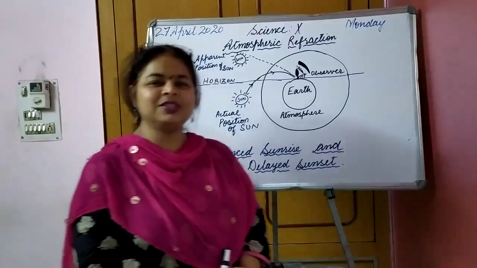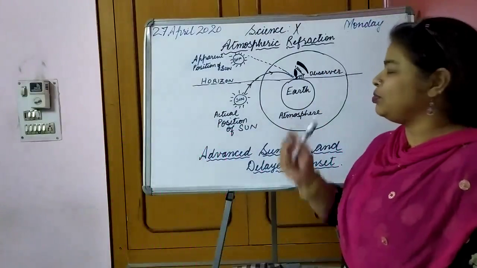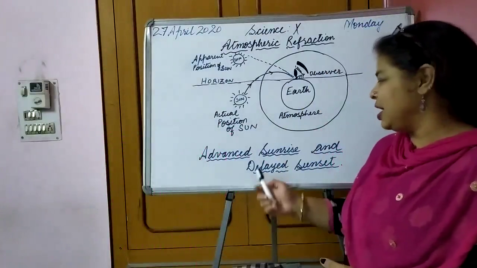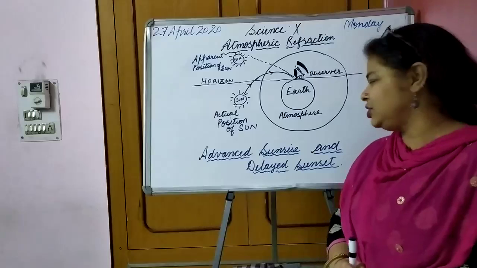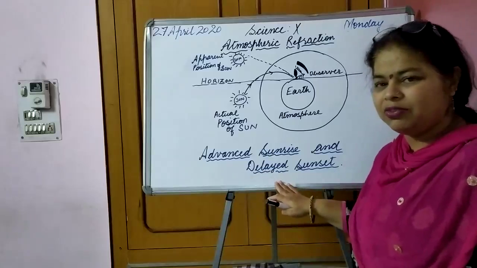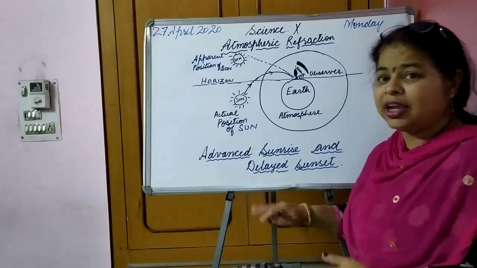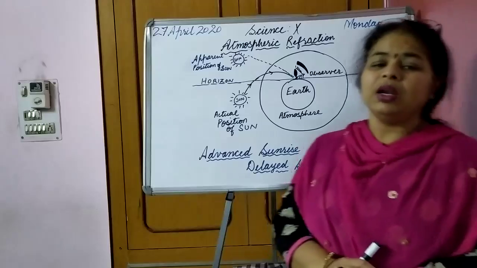Good morning, dear students. Today we are going to study another concept of atmospheric refraction, and that is advanced sunrise and delayed sunset. You know what this phenomenon is that we see every day? It is not just observed, it is actually happening. Okay. Now what is happening?